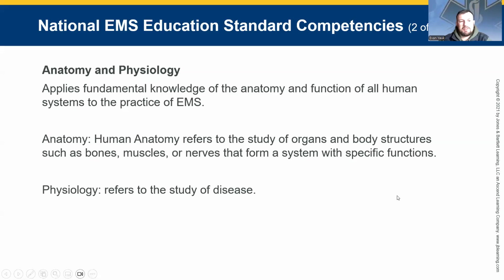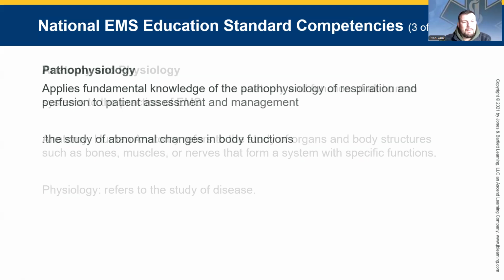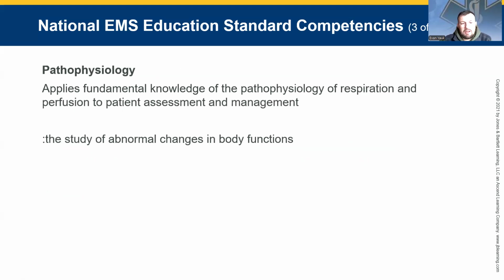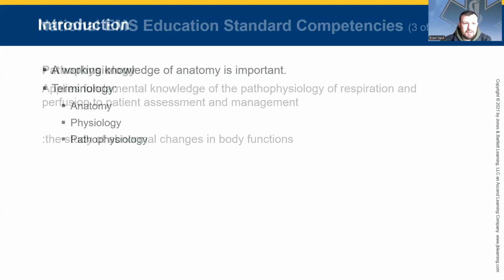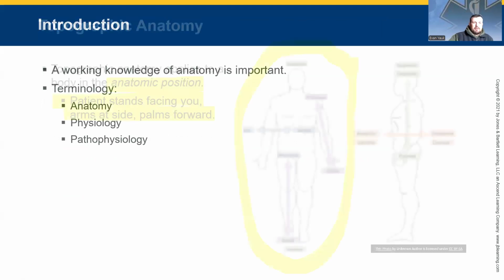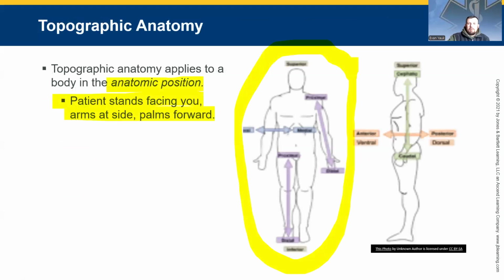So the anatomy and physiology. We know anatomy. Human anatomy refers to the study of organs and body structure, such as bones, muscles, nerves, and tissues that form a system of specific functions. Physiology refers to the study of diseases. Pathophysiology is the study of abnormal changes in the body functions. We just talked about that.